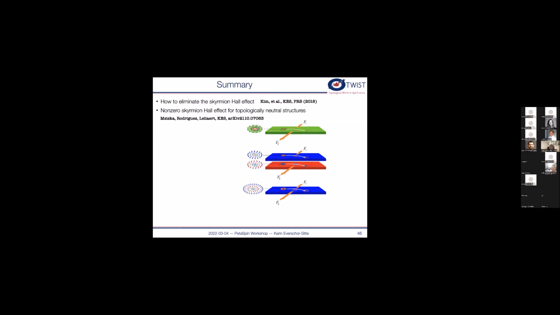So with this, I'm at the end of my talk. I showed you how to eliminate the Skyrmion Hall effect with at least two different methods. I discussed then how one can combine these two different methods to actually get a non-zero Skyrmion Hall effect for topologically neutral and even topologically trivial structures such as the Skyrmionium.